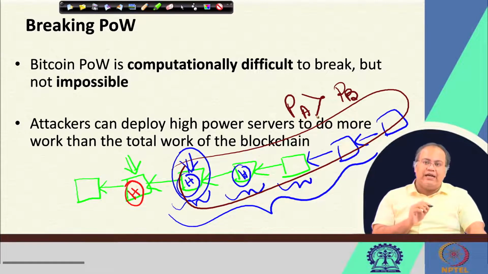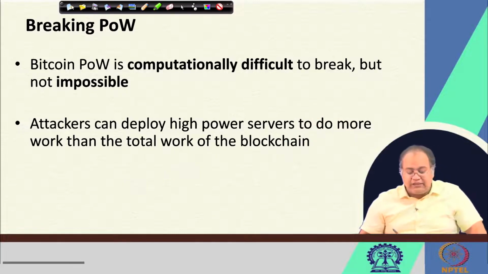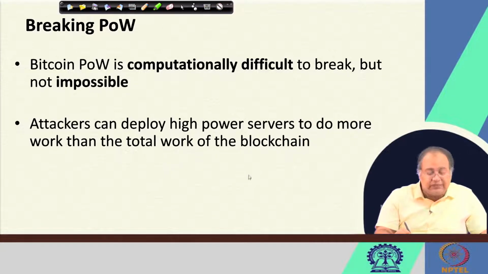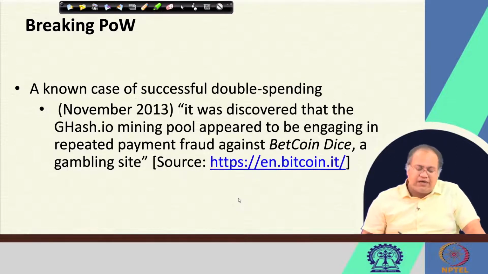This is theoretically possible, but practically, with the computation devices and computation power that we have, raising such an attack is a bit difficult. But as I mentioned, it is difficult to raise the attack, but not completely impossible. There are multiple known cases of successful double spending on Bitcoin. For example, in November 2013, the ghash.io mining pool appeared to be engaging in a repeated payment fraud against Bitcoin Dice, which is a gambling site.